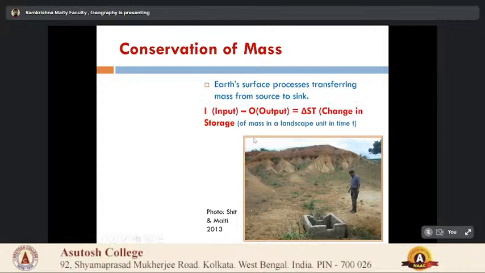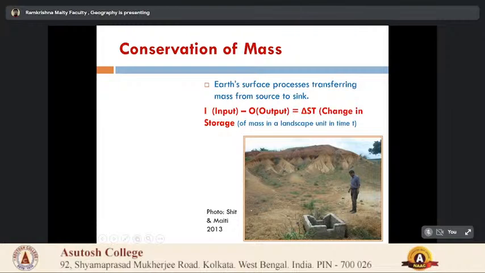And what is this principle? Within a landscape unit, within a time period T, input minus output would be equal to the change in the storage. There is a storage of mass here, within this landscape. Some sediments are being deposited here. And whether this sediment or this deposit will increase or decrease depends upon the relationship between input and output.